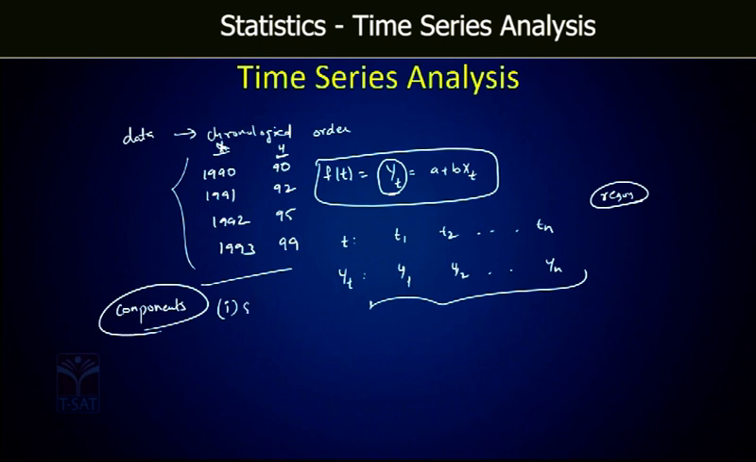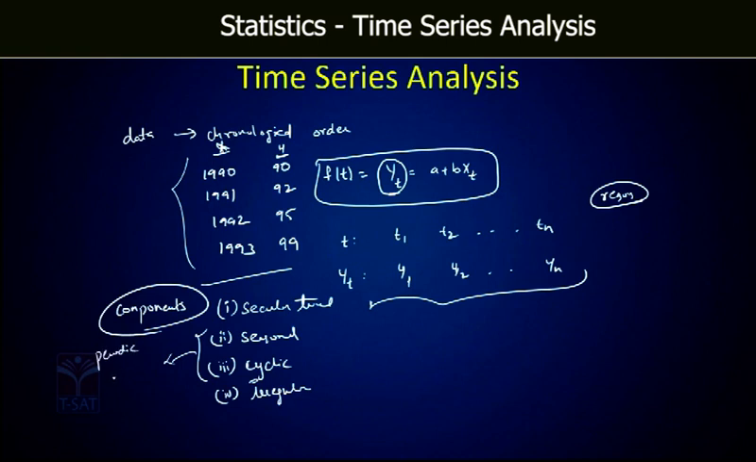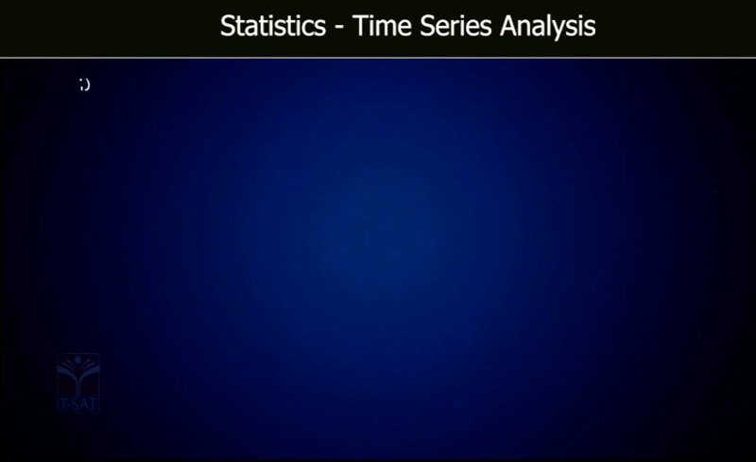The first one is secular trend. The second one is seasonal variations. Third one is cyclic variations. Fourth one is irregular variations. Now, in this, the seasonal and cyclic are periodic variations. These both you can call periodic variations. Now we will see each and every one clearly. So now first, secular trend.